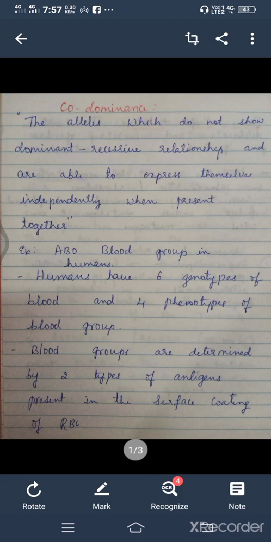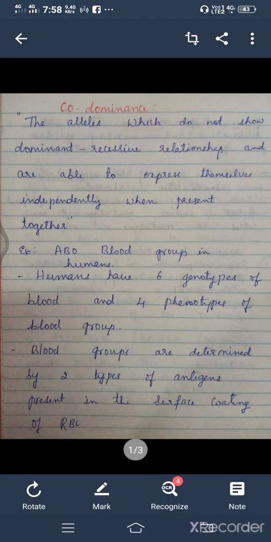So now we'll go with codominance. The alleles which do not show a dominant recessive relationship and are able to express themselves independently when present together are called codominant alleles, and the phenomenon is called codominance. So when two alleles are present together, they don't express as either dominant or recessive, but they express themselves together, and that is called codominance.